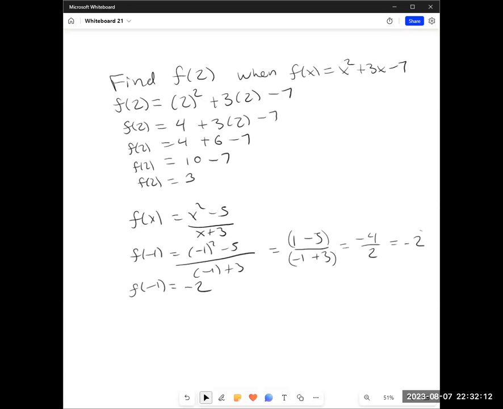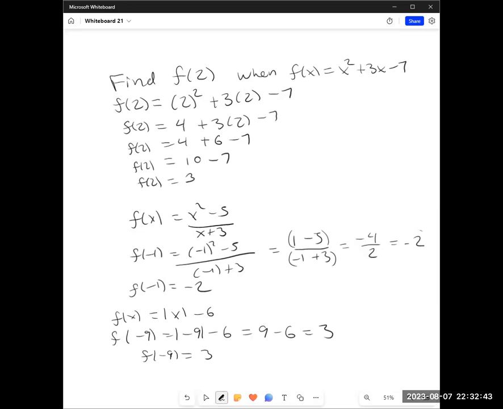I'm going to try and do one more here before I clear the canvas. So f of x is going to be equal to the absolute value of x minus 6. Stick in a -9. The absolute value of -9 minus 6 is the absolute value of -15, which is 15. So f of -9 is equal to 15.